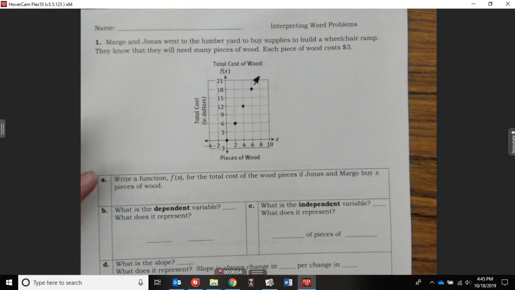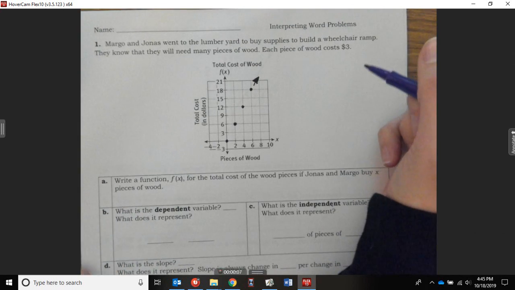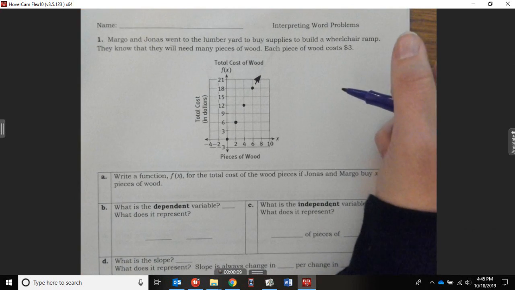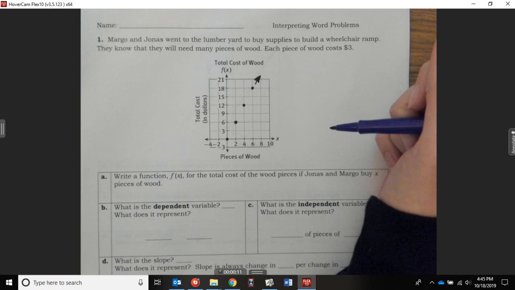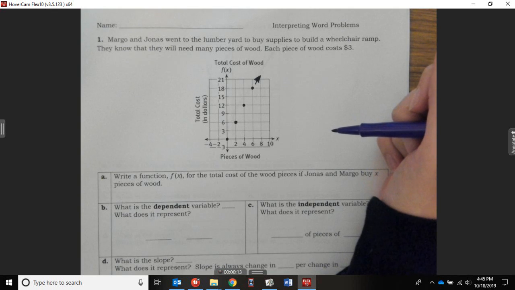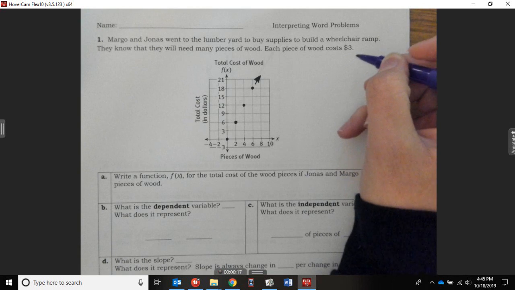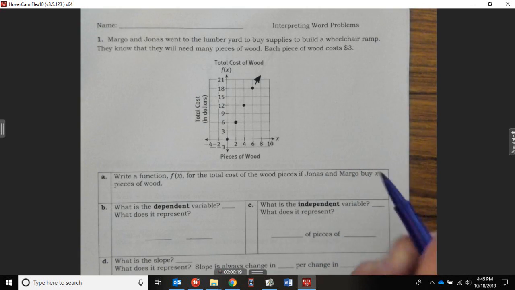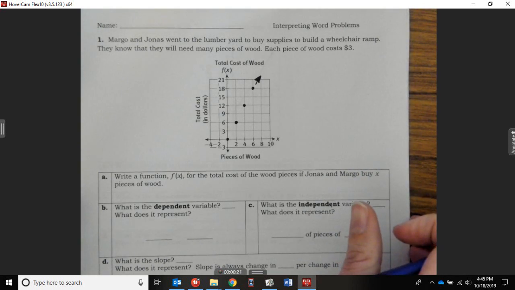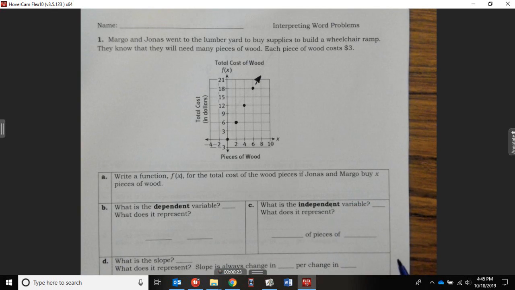Okay, so let's look at some word problems. This one says, Margot and Jonas went to the lumber yard to buy supplies to build a wheelchair ramp. They know that they will need many pieces of wood, and each piece of wood costs $3. So for this problem, we're going to look at a bunch of things. Some of them are review.